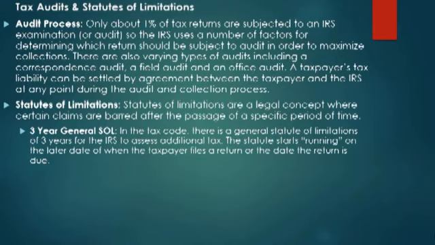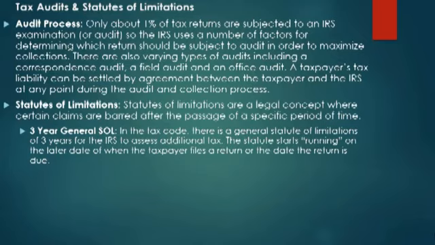In the tax code, there is a statute of limitations. There's a 3-year general statute of limitations in the Internal Revenue Code. And this is the general statute that applies in most cases. This is 3 years for the IRS to assess additional tax. And the statute starts running, meaning this 3-year period begins to run, on the later date of when the taxpayer files a return or the date the return is due.